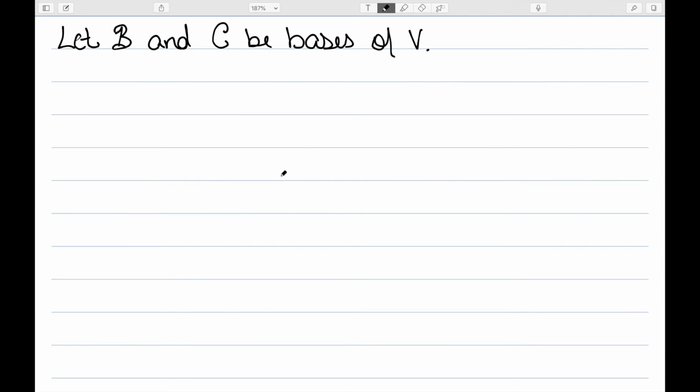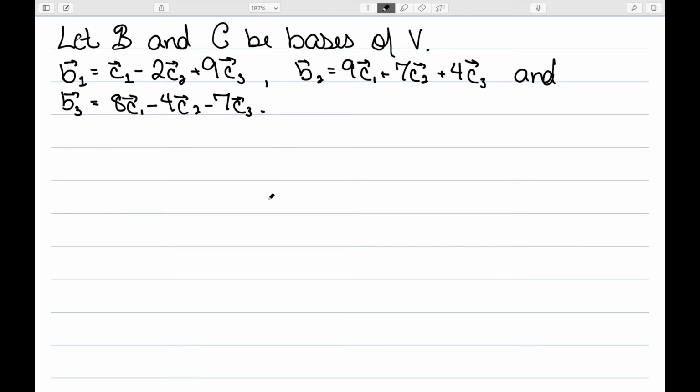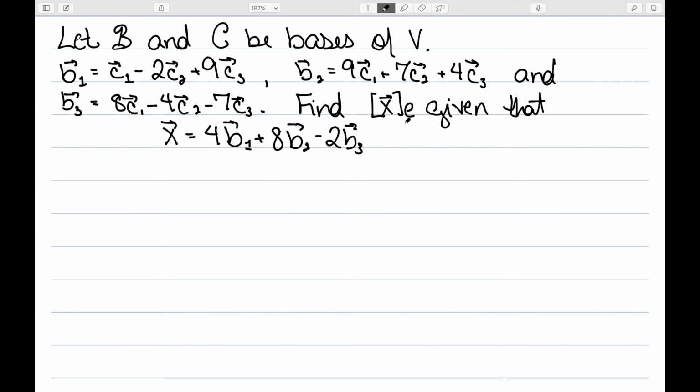I'm going to start with two bases, B and C. I also know that B1 is C1 minus 2C2 plus 9C3, B2 is 9C1 plus 7C2 plus 4C3, and B3 is 8C1 minus 4C2 minus 7C3. And I want to find my coordinate vector of x with respect to C, given that x is 4B1 plus 8B2 minus 2B3. And this is very similar to the first example I did in this video. But we want the more effective way, and I want to do this by finding that matrix, the change of basis matrix P.